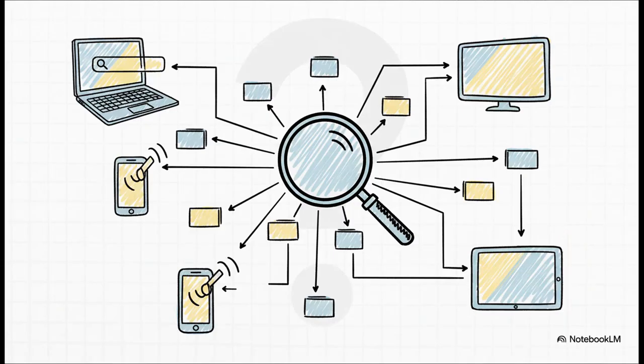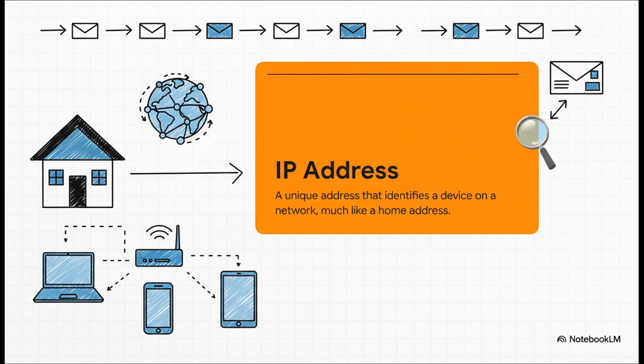So think about it for a second. How does it actually work? When you type a search into Google, how does the answer find its way back to your specific phone or laptop and not the one sitting right next to you? That's the huge problem we're going to unpack. And the answer, of course, is the IP address.